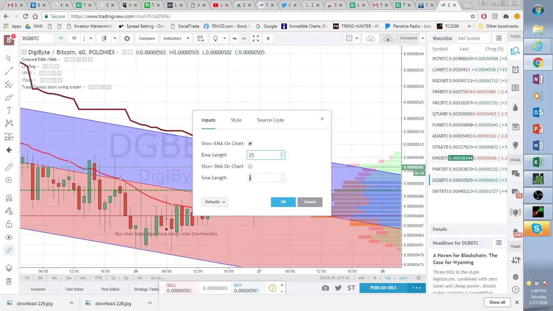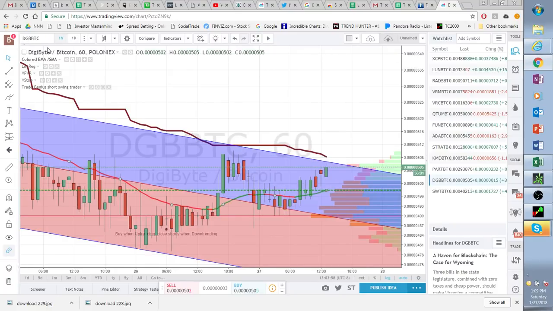I don't display the 8. You can, but I don't. Some people like it to see if things are getting stretched, and so that's a good thing too, to look for more of a slingshot opportunity. It just gives you a good direction to travel.